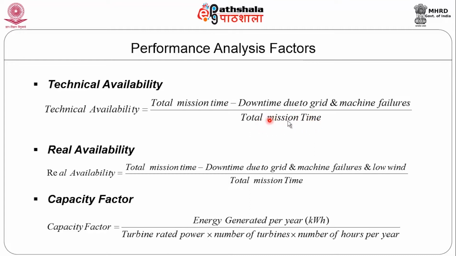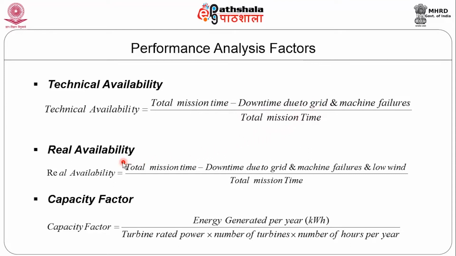Out of this total mission time, when we deduct the downtime due to grid and machine, that ratio will be the technical availability, that is total mission time minus downtime due to grid and machine failures divided by the total mission time.